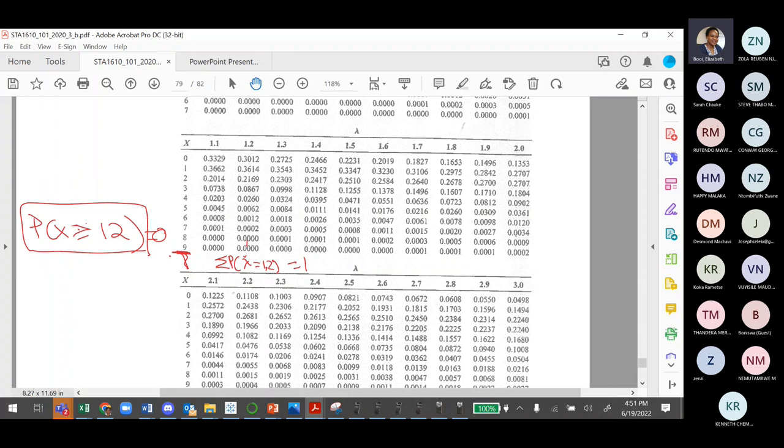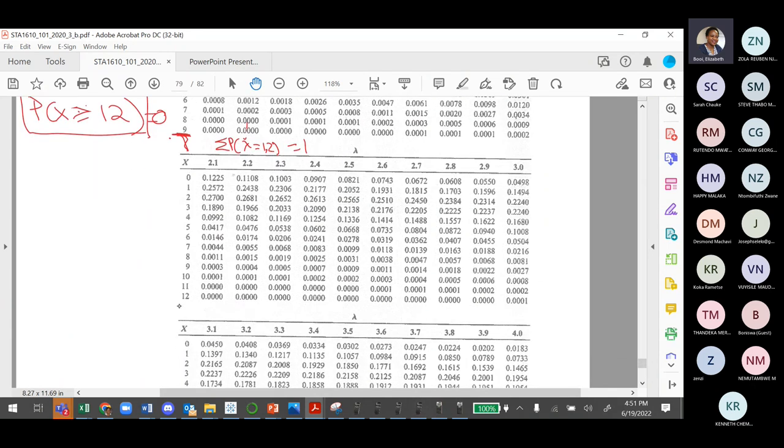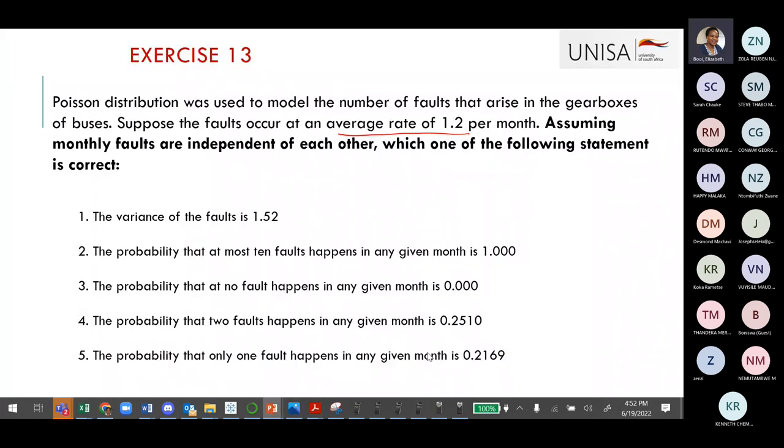But if it says less than or equal, you can just add all of them, even if 12 is not part of the table. If they say 13, which is not part of the table, but it's less than or equal, it means adding all of the values up. You just need to remember to do that. I'm looking at this one where it says 10, but we are on 1.4. I'm just giving you some examples as well.